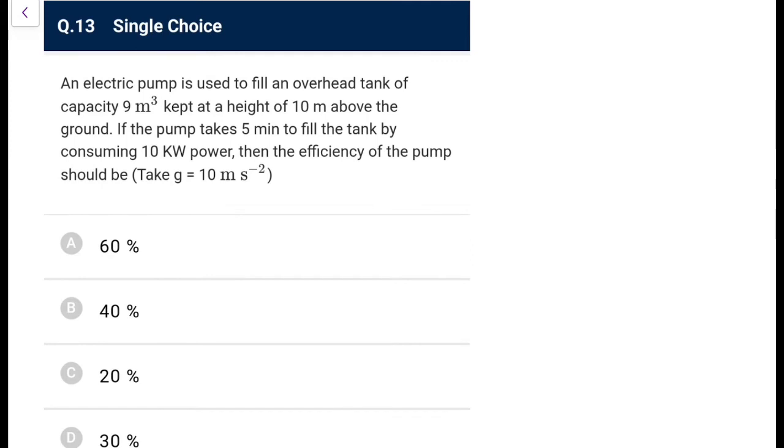Next one. Electric pump is used to fill an overhead tank of capacity 9 meter cube, that is the volume, kept at a height of 10 meter above the ground. If pump takes 5 minutes to fill the tank by consuming 10 kilowatt power, then the efficiency of the pump should be? So first let me calculate the work done by the pump to fill up the tank completely. The work done would be mgh. Now what is the mass of water? Density of water is 10 to the power 3, volume is 9, g is 10 and height is 10. So the work done here comes out to be 9 into 10 to the power 5 joules.